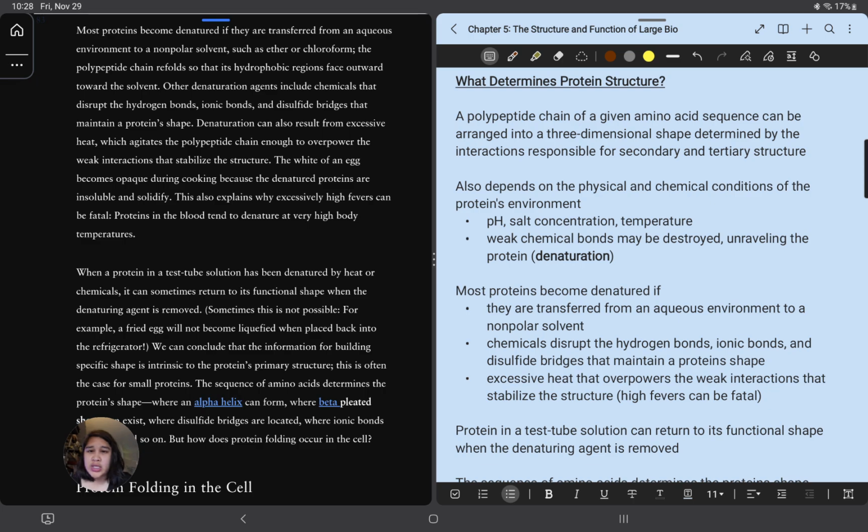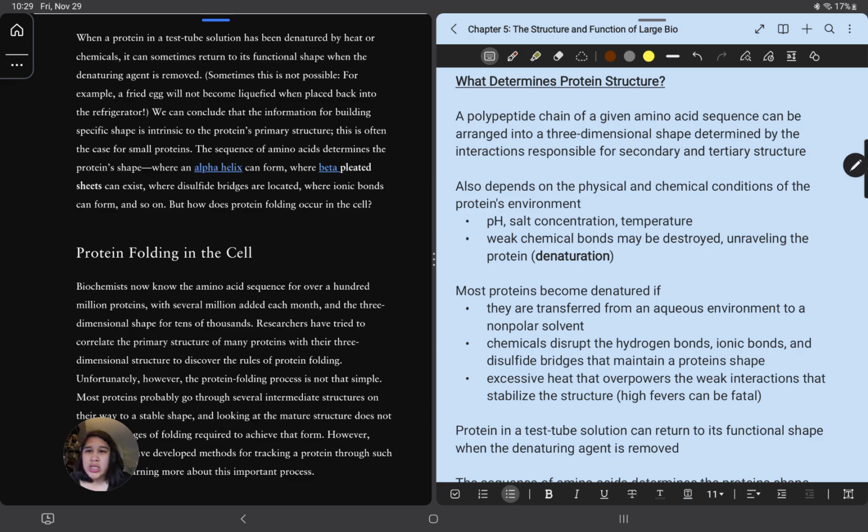Other denaturation agents include chemicals that disrupt the hydrogen bonds, ionic bonds, and disulfide bridges that maintain the protein's shape. Denaturation can also result from excessive heat, which agitates the polypeptide chain enough to overpower weak interactions that stabilize the structure. The white of an egg becomes opaque during cooking because the denatured proteins are insoluble and solidify. This also explains why excessively high fevers can be fatal. Proteins in the blood can tend to denature at very high body temperatures.